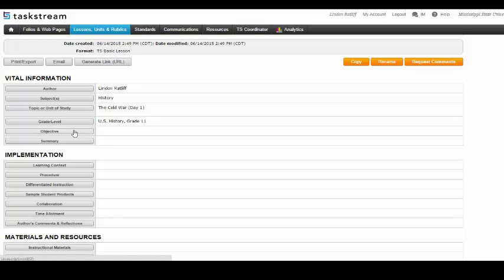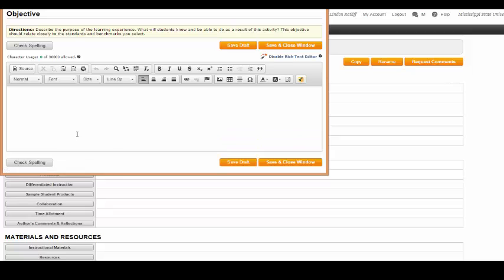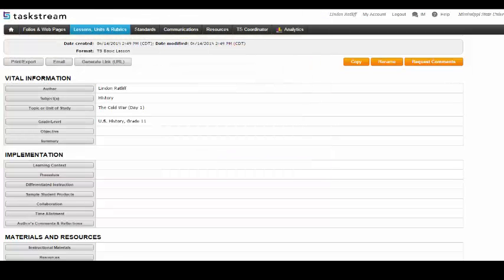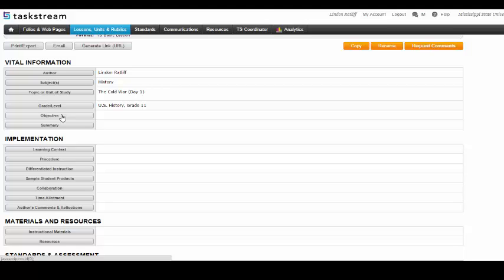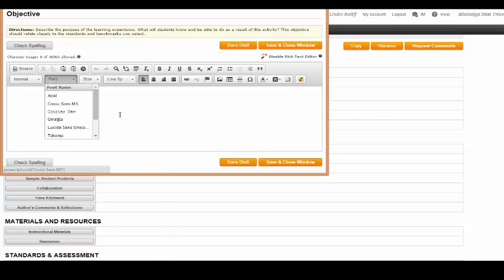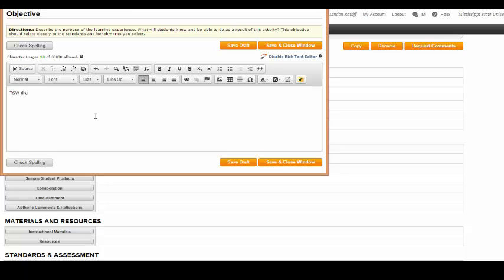Objective. Now, under objective, this is wherever I write my objective. Some of these blocks you might have trouble with, but let's do the objective one right here. Real simple. Objective. The student will draw the Berlin Wall with 100% accuracy.